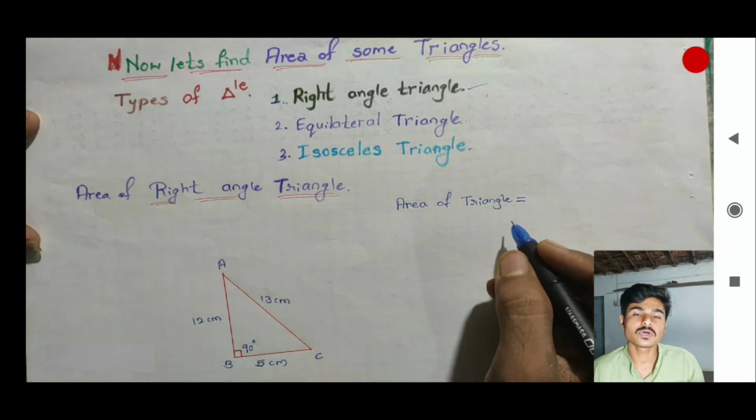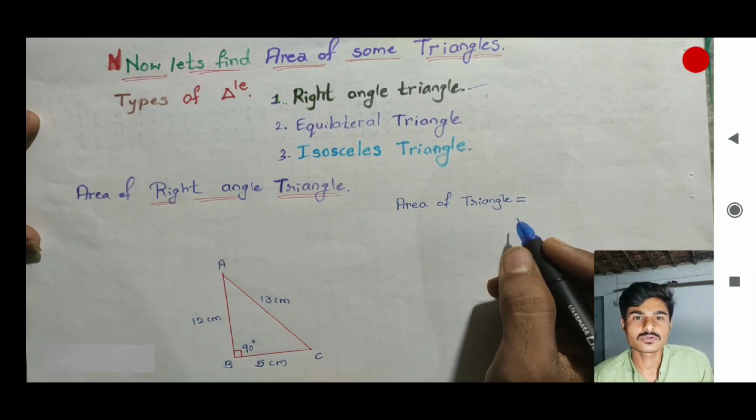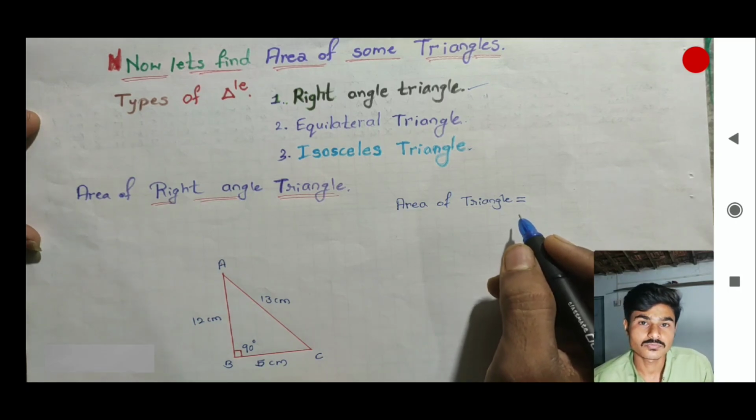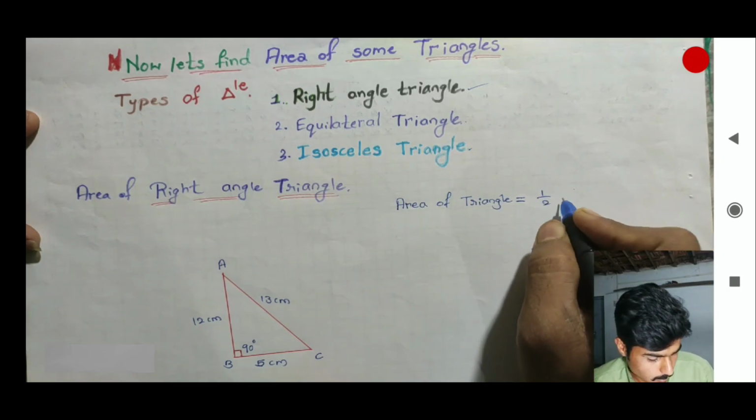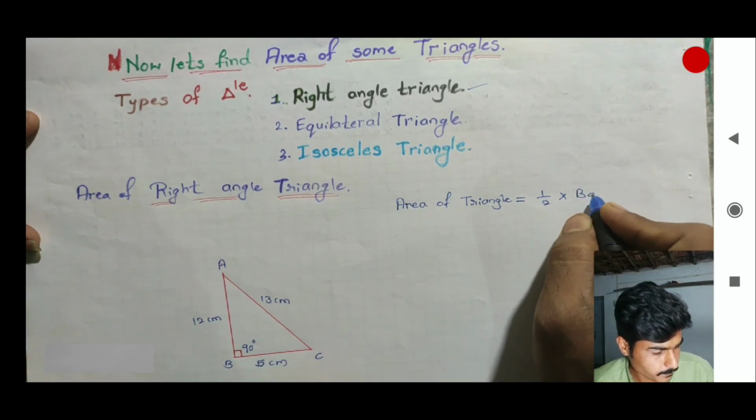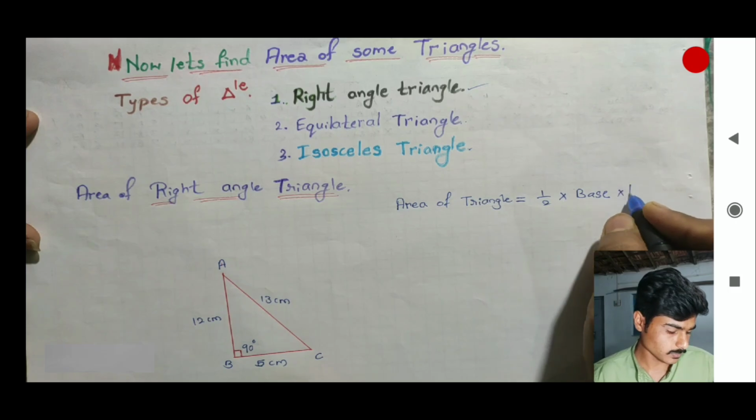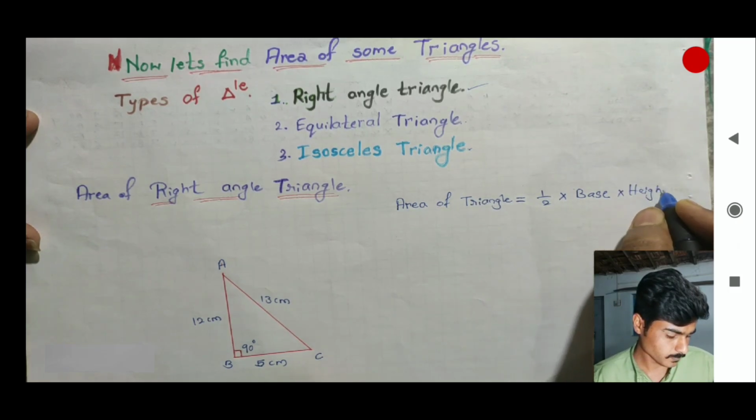As you all know, the basic formula to find out the area of a right angle triangle is, area of triangle is half into base into height.